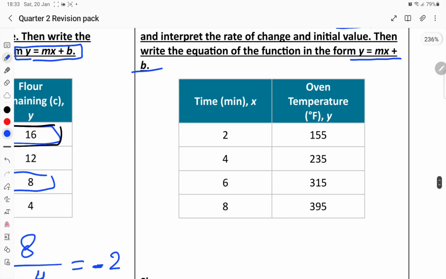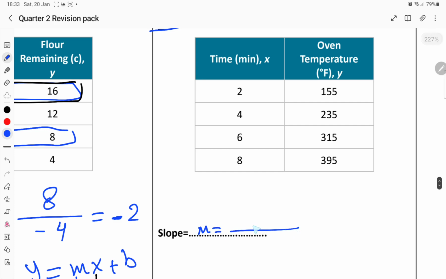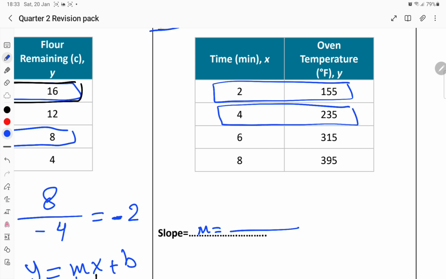Very good. So again, the easiest thing is to get the m, or the slope, y2 minus y1 over x2 minus x1. So let's pick these 2 points, for example, and subtract. 235 minus 155 over the x together, 4 minus 2.